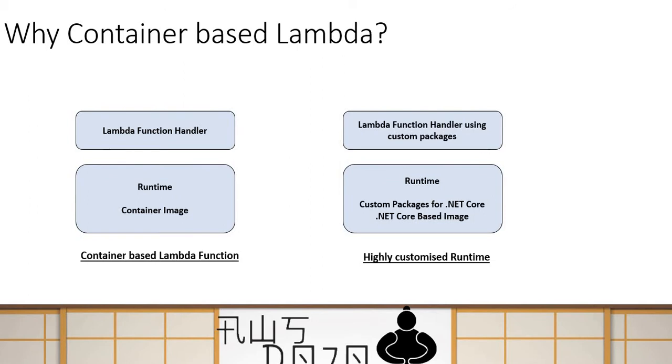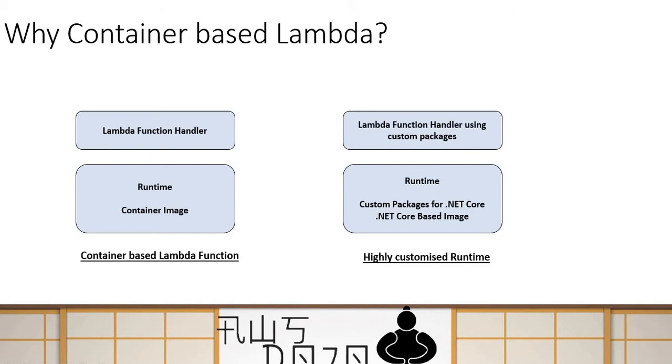I'm showing one example over here. For instance, suppose you're using a .NET Core based runtime. In that case, you can have a .NET Core based image, and then you can have your custom packages deployed on top of that. So you can really create a highly customized runtime. And then on top of that, you can create a Lambda function which can use your highly customized runtime, and the custom packages you have deployed on your runtime.